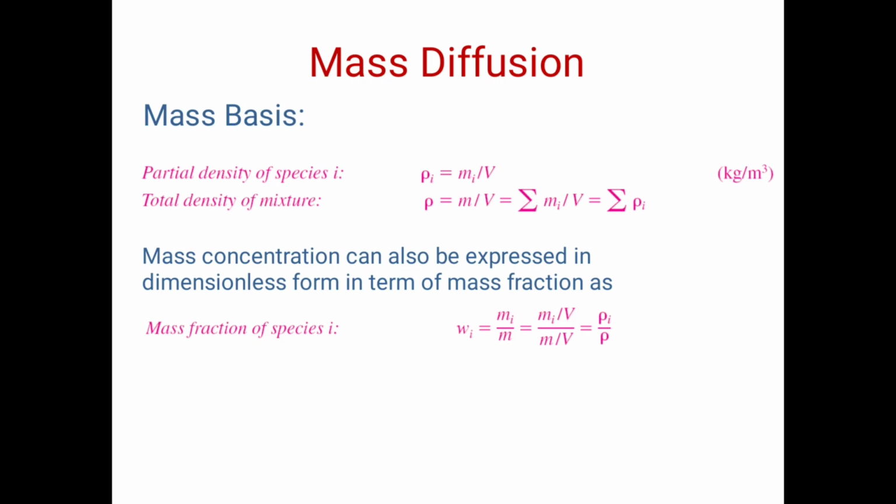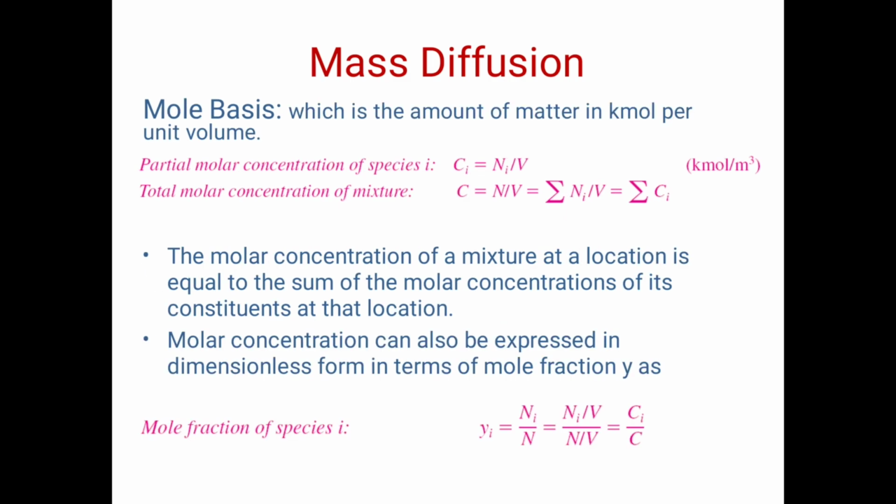On a mass basis, we use the partial density and the total density of the mixture. The mass concentration can also be expressed in dimensionless form in terms of mass fraction, where the mass fraction of species i is equal to rho i by rho. On a mole basis, the amount of matter is in kilomole per unit volume. The molar concentration of a mixture at a location is equal to the sum of the molar concentrations of its constituents at that location. The molar concentration can also be expressed in dimensionless form in terms of mole fraction as y.